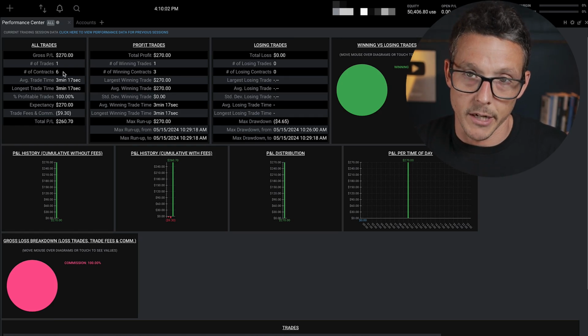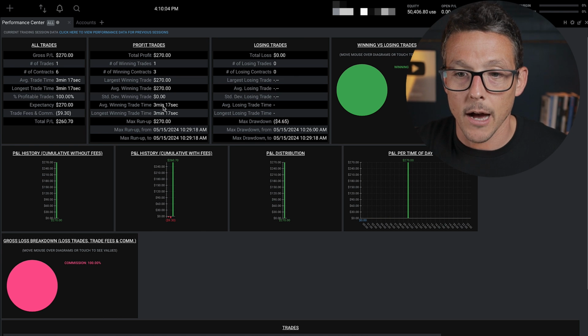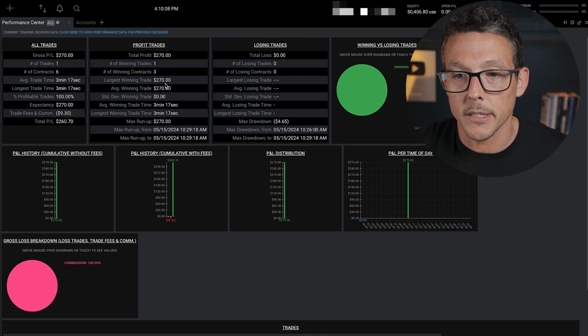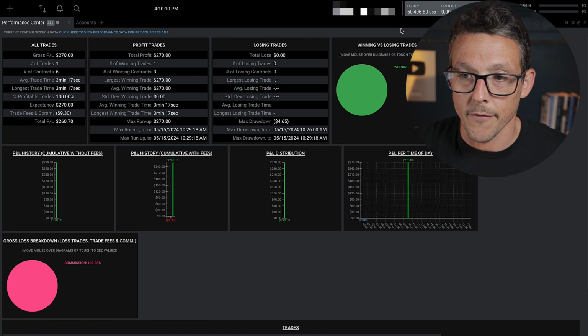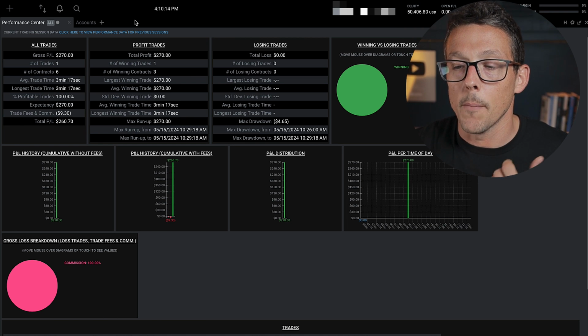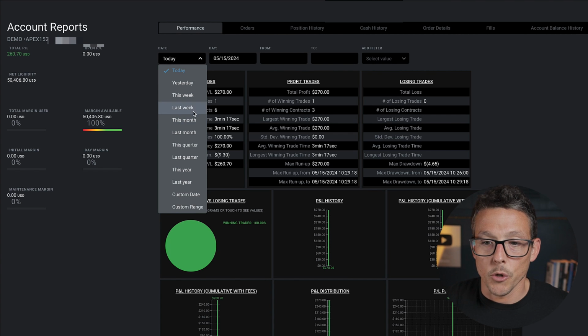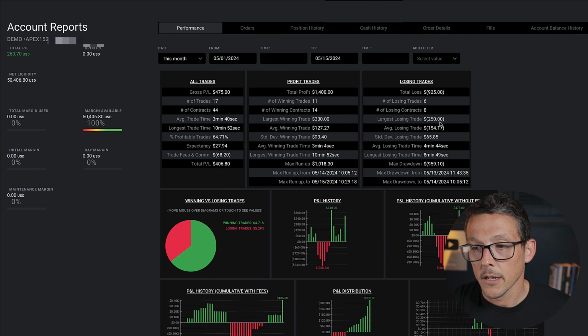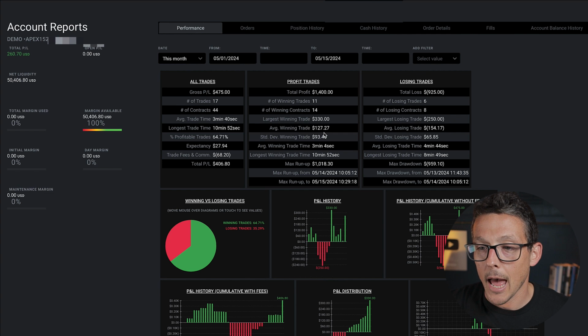Here's essentially what this looks like for today. I took 1 trade, 6 contracts, 3 in, 3 out. I held it for 3 minutes and 17 seconds. Once again, not a lot of movement. And that gave me 270 on the day. We can see this is an Apex demo account. Right now I'm up $400. Essentially what the whole thing looks like if I go to this month, I'm up 406. I do have an average winning trade of 127, which I'm trying to get up to.